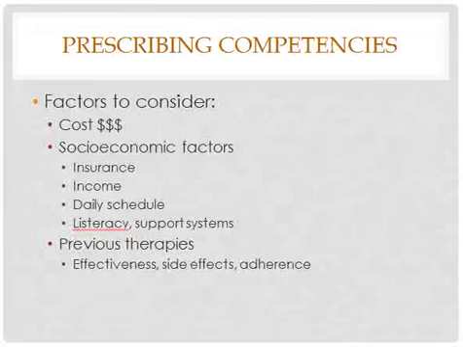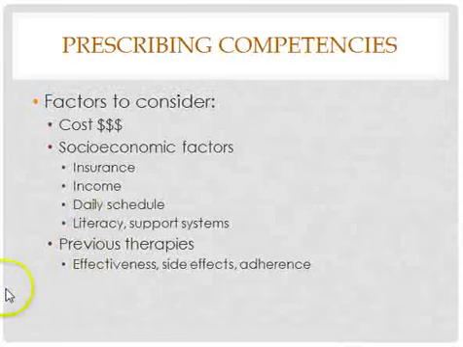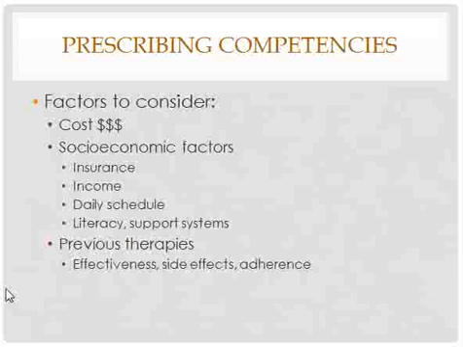socioeconomic factors: insurance, income, daily schedule, literacy, support systems, all of those come into play. Previous therapies. I think of this especially for birth control. Okay, what have you had in the past? Did that work well for you? Did you remember to take your pill every day?